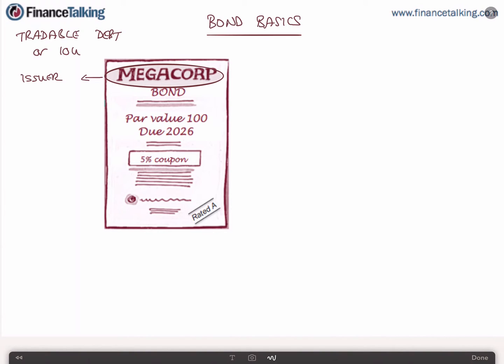The second thing we have is the par value. And that is just the face value, it's just the amount borrowed. So Megacorp has borrowed £100 or $100. In actual fact, Megacorp's likely to have issued a lot of these bonds, so the amount that it will really have borrowed is a lot more than £100 or $100. But in terms of each bond, each one represents a little chunk of loan, a little chunk of that bigger loan.